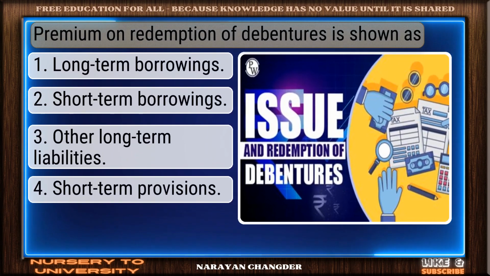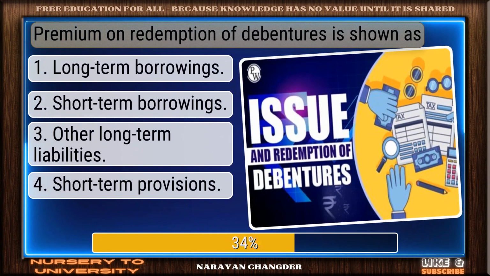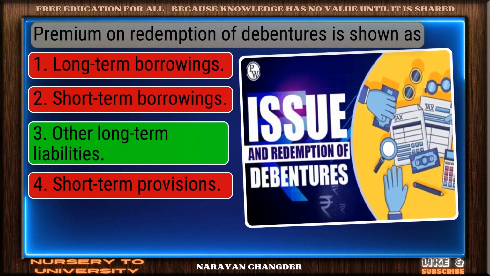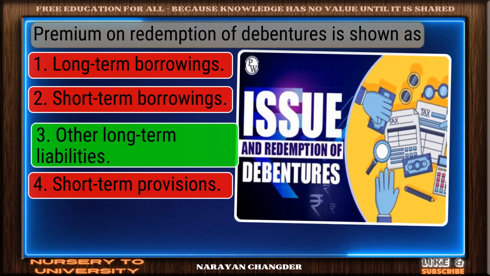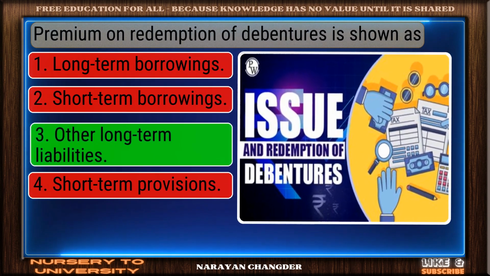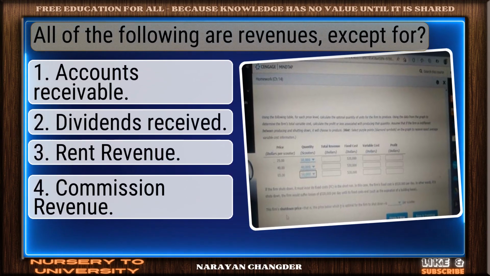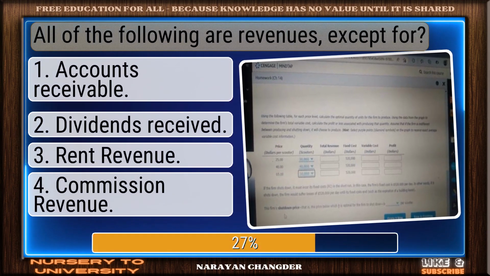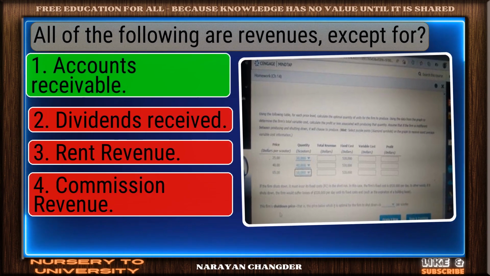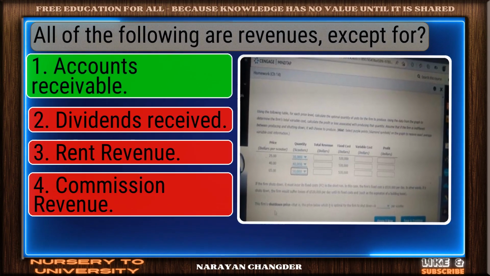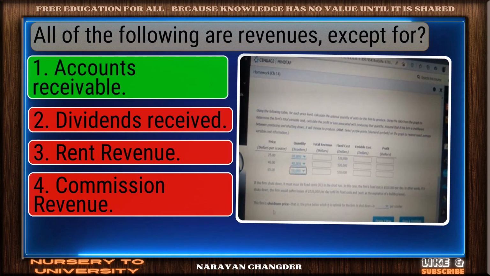Premium on redemption of debentures is shown as. Good job. Your answer other long-term liabilities works well here. All of the following are revenues, except for. Strong choice. Accounts receivable is the right answer.